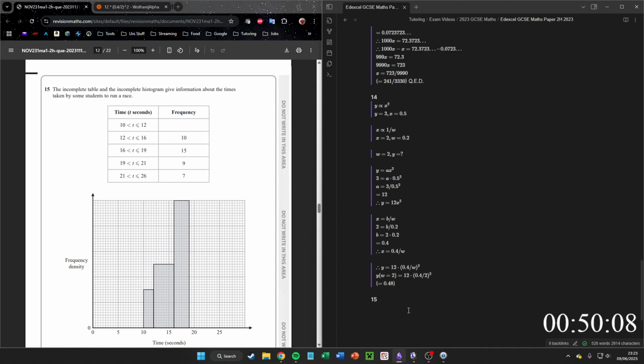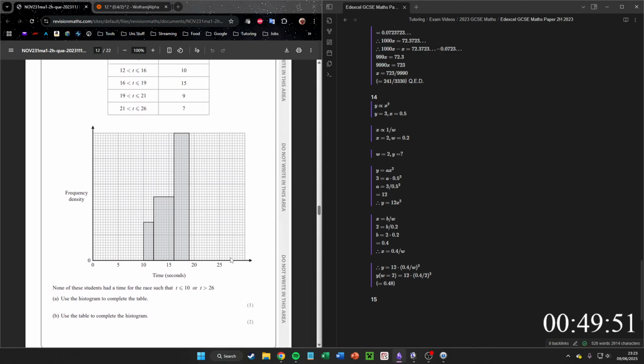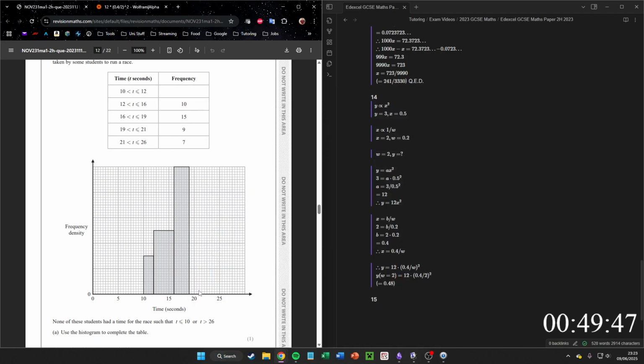The incomplete table and incomplete histogram give information about the times taken by some students to run a race. We've got time t seconds, and we've got intervals from 10 all the way to 26, and we've got frequency, we've got one missing. And then we've got an incomplete histogram there, and we're going to be asked to complete both. Use the histogram to complete the table, use the table to complete the histogram. Yeah, okay. So part A is to complete the table.